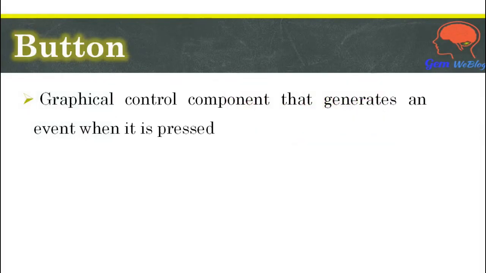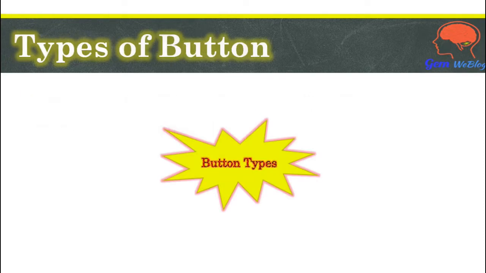First, what is meant by button? It is a graphical component. It is used to generate an event whenever it is pressed by the user. So, what are the types of buttons available? First, it is a common button which is frequently used by the user. Whenever you click it, the corresponding event will take place.